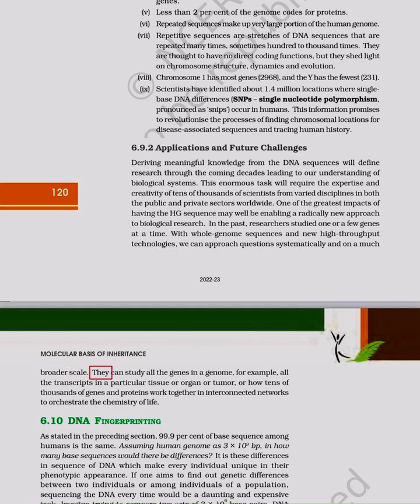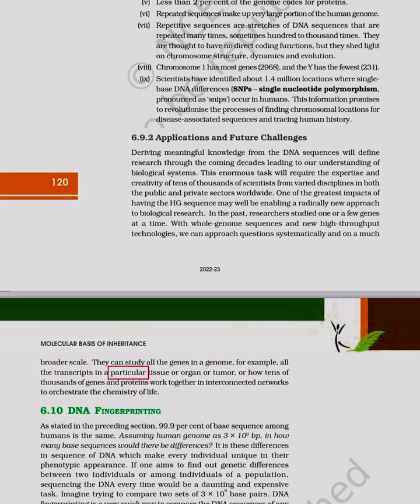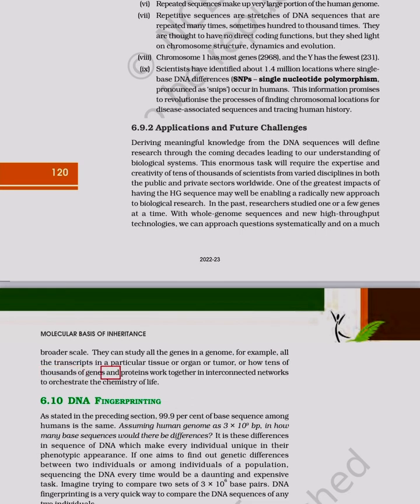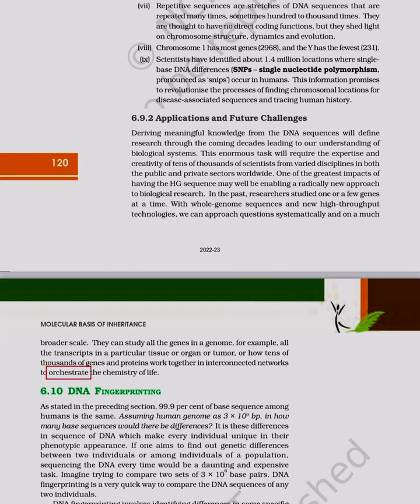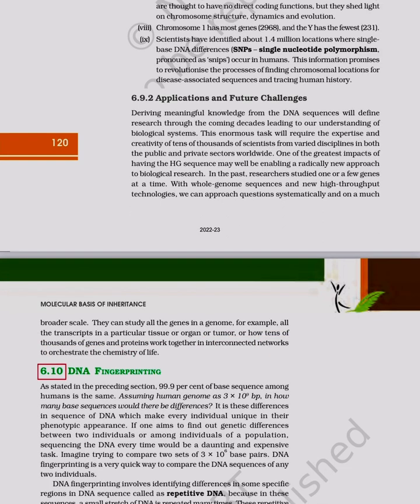broader scale. They can study all the genes in a genome, for example, all the transcripts in a particular tissue or organ or tumor, or how tens of thousands of genes and proteins work together in interconnected networks to orchestrate the chemistry of life.